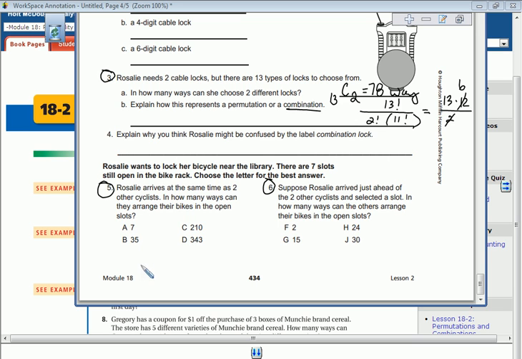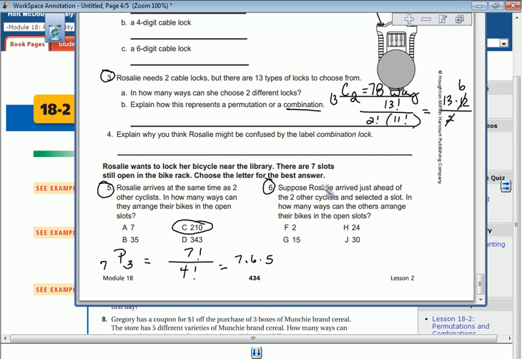Okay, so the arrangement matters here, doesn't it? Because we're talking about arrangement. When we talk about arrangement, that's telling us it's going to be what? A permutation or a combination? Permutation. So this would be the permutation of 7, and how many bicycles are we arranging? 3. So it would be 7 factorial over 7 minus 3 factorial. So it would be 7 times 6 times 5. And that would give us C, 210.